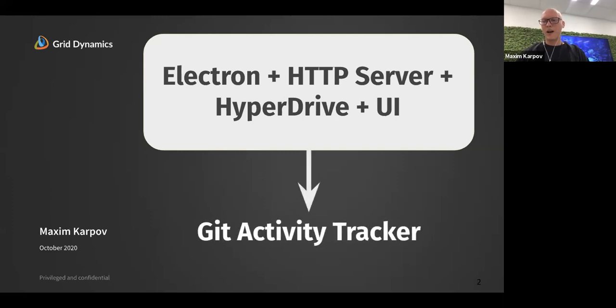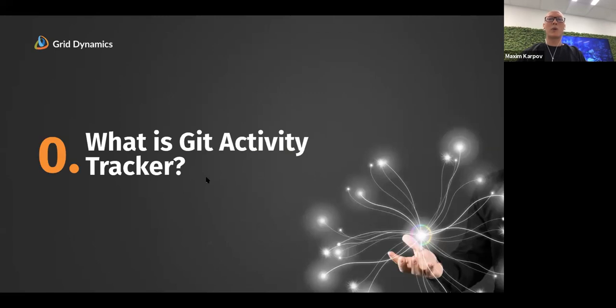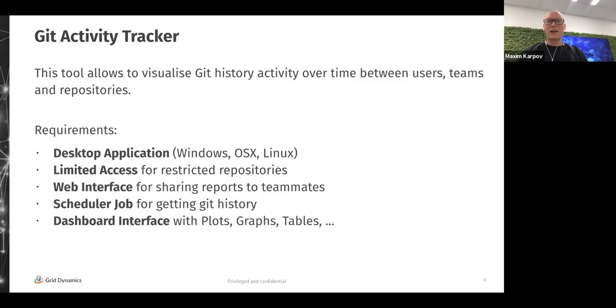So I want to tell you a short story about developing our application and what requirements we usually had. But first, I want to introduce you to our application. So what is Git Activity Tracker? This tool allows you to visualize Git history activity over time between users, teams, and repositories.